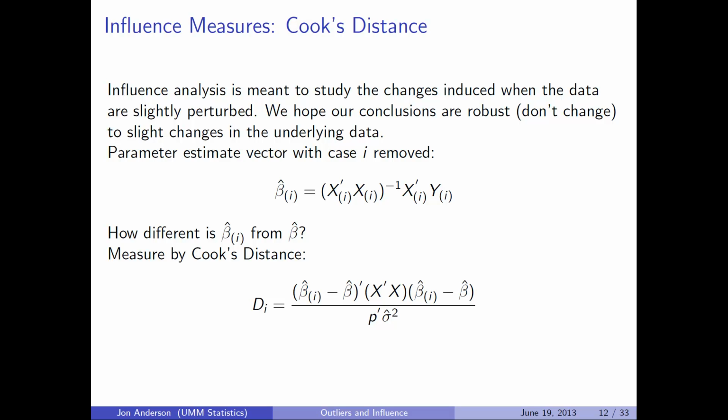If they are far apart, and Cook's distance is big, it means that the particular case has an important impact and changes the parameter estimate vector a lot. Small values of Cook's distance imply that there really is not much of a change in the betas, and therefore probably not much impact on conclusions.